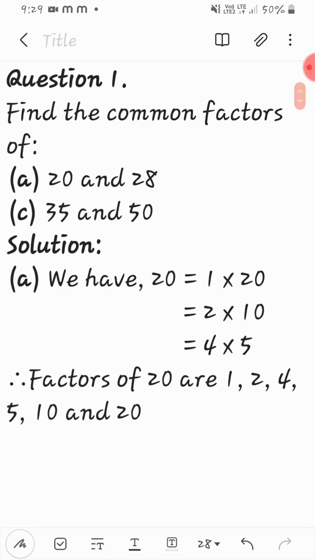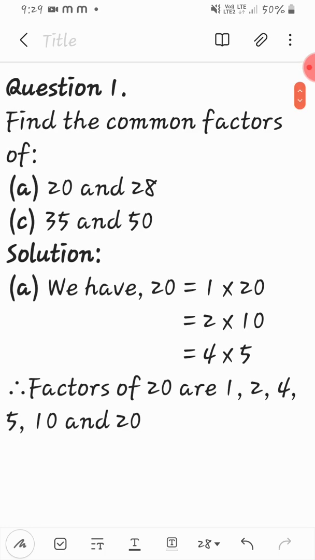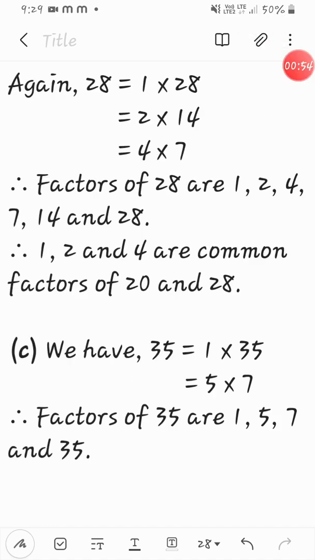So 20, what are the factors? 1 into 20 is 20, 2 into 10 is 20, and 4 into 5 is 20. That is why factors of 20 are 1, 2, 4, 5, 10 and 20. Again 28. 1 into 28 is equal to 28, 2 into 14 is equal to 28, and 4 into 7 is equal to 28. Therefore, the factors of 28 are 1, 2, 4, 7, 14 and 28.